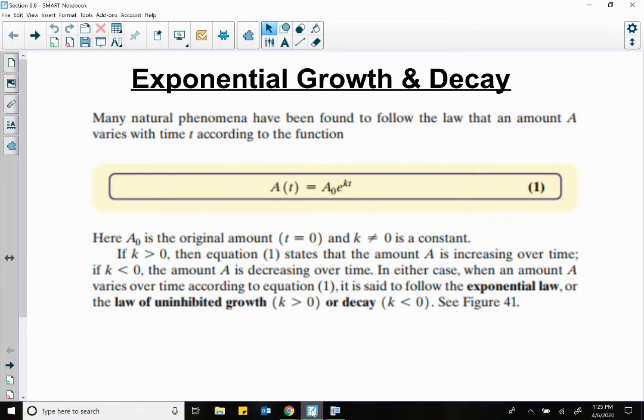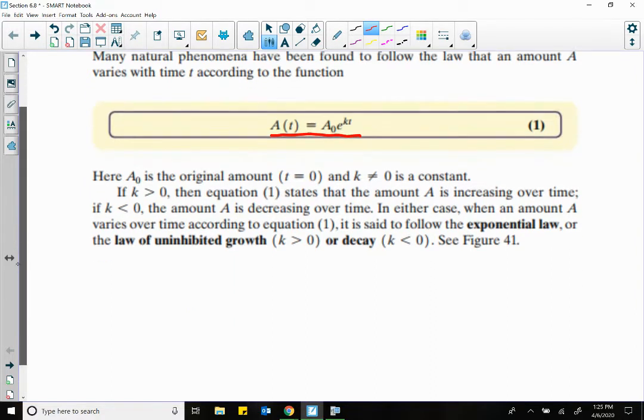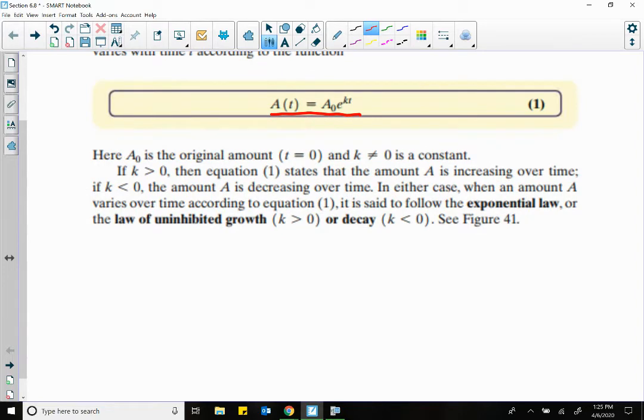So let's talk a little bit about what you're seeing here. So right up here, you've got your equation. A of t equals A sub 0 e to the kt. So let's talk a little bit about some things that are in here. So A of t, that's the end result. That tells you how much of your population is there or how much carbon 14 is left, so that's like the answer. But this A sub 0, as it says up here, that is your original amount.